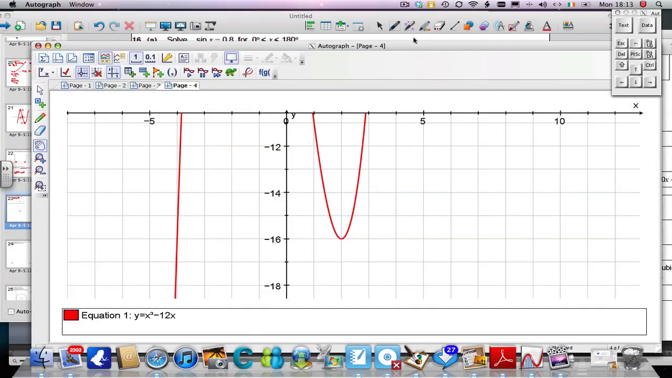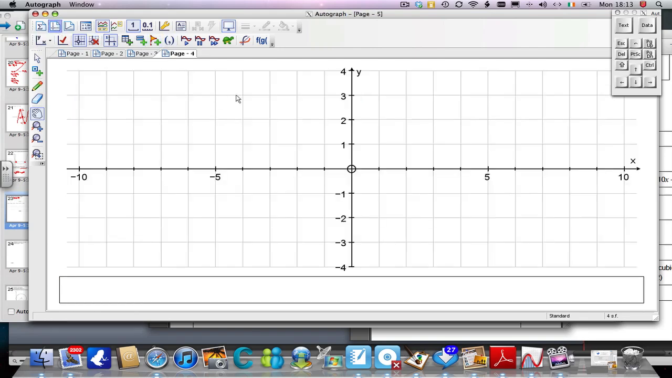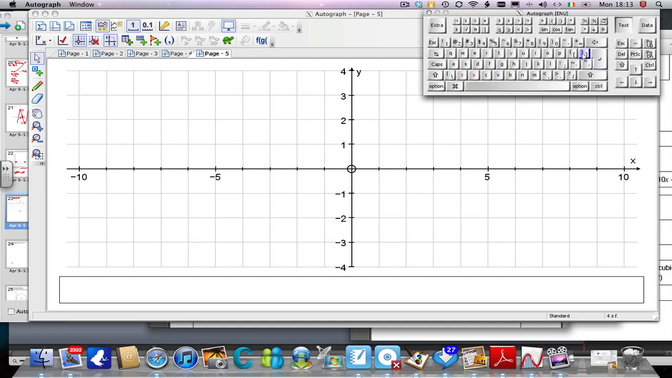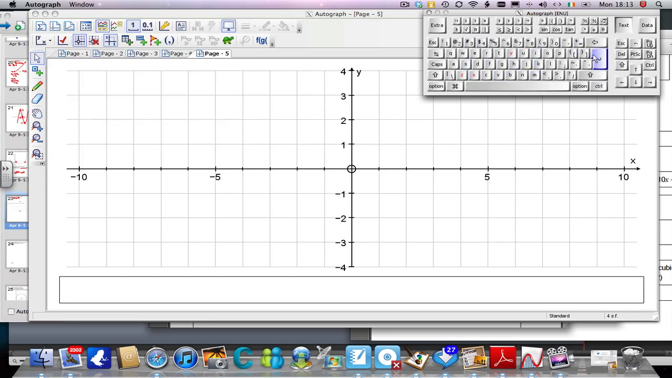Now this is why it's important you know how to sketch the graphs of sine and cos. So I'm just going to use Autograph here again just to show you. We want y equals sin x. So let's take a look at what y equals sin x looks like.